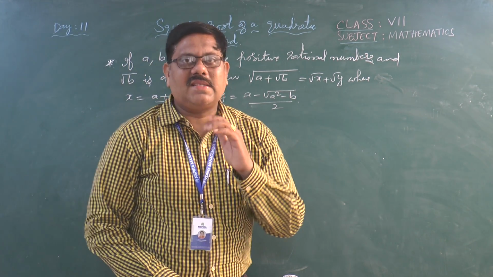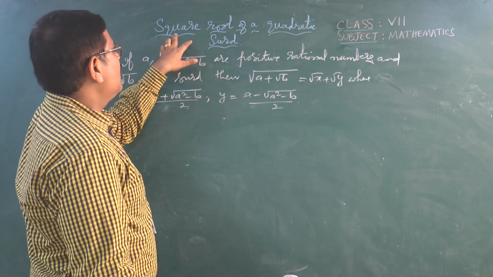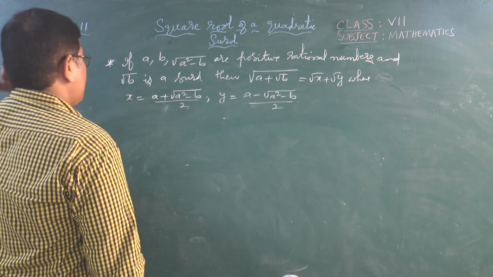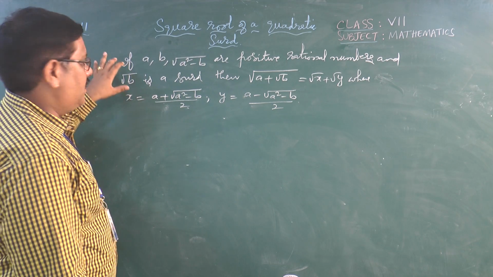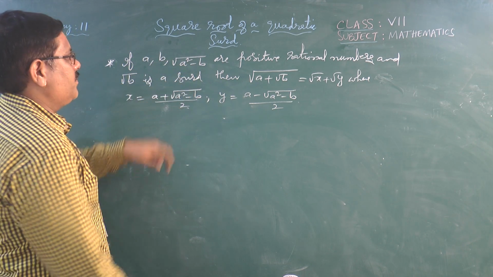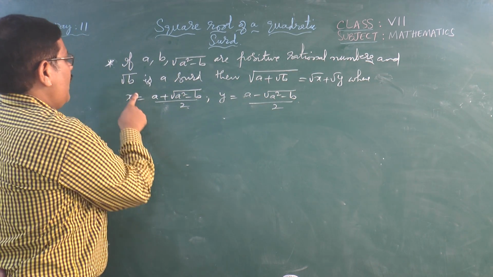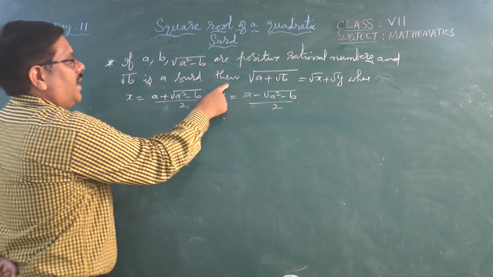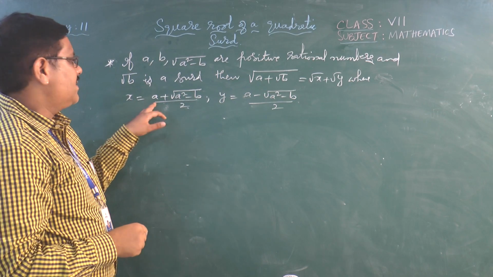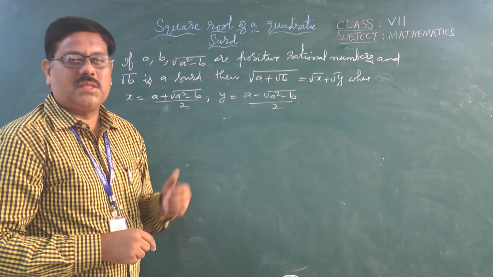Today for class 7th, for the topic surds, we are going to see the last subtopic, that is square root of a quadratic surd. Okay, now what is the square root of a quadratic surd? Let us see. If a, b, and root over a square minus b are positive rational numbers, and root b is a surd, then root over a plus root b is equal to root x plus root y, where x is a plus root over a square minus b by 2 and y is a minus root over a square minus b by 2.